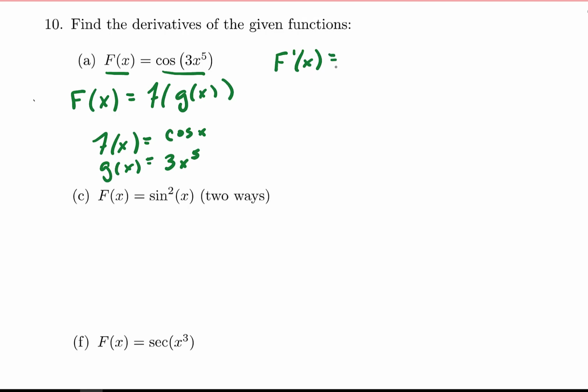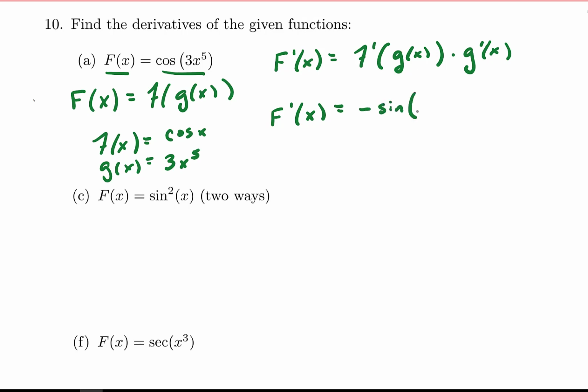So if we want to find the derivative of capital F, by the chain rule it says take the derivative of the outside function, leaving the inside function alone, and then multiply by the derivative of that inside function. So let's actually do that with the specifics of our function. We're going to take the derivative of the outer function. Well, the outer function we said was the cosine. What is the derivative of the cosine? Well, it's the minus sine of, and then we replace this with g of x. What was g of x? g of x is 3x to the fifth.